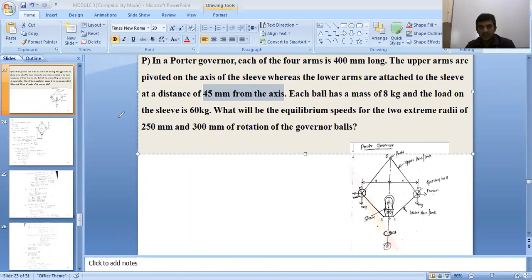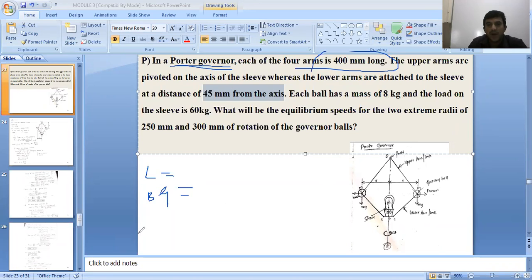Any doubt regarding this? What are the data given? Read the problem once or twice, write the appropriate sketch for the Porter governor, then write the given data. It's a Porter governor with 4 arms, and the length of the arm, L, is given. Next, the upper arms are pivoted on the axis, whereas the lower arms are attached to the sleeve at a distance of 45 mm. That is, the distance BG is given as 45 mm.